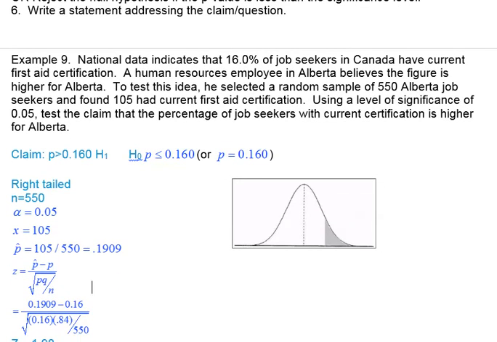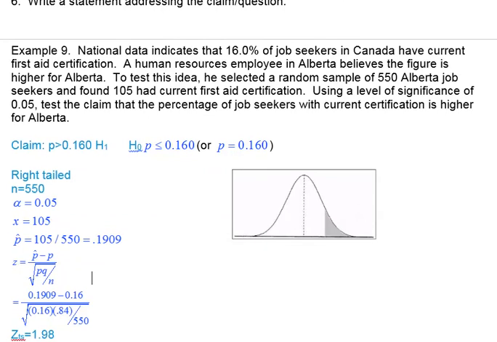Remember that the p-hat is our sample one, and our p is the one from the population, or in this case from the claim, because it's a claim about the population. So when we plug that in, we can do our calculation. I encourage you to take a moment to try the calculation, make sure you can get the same answer. And we get 1.98. So that's our test statistic.